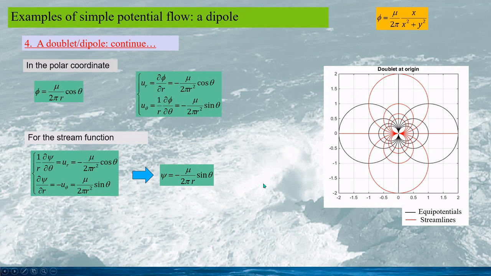If we draw the stream lines, which are from the stream function, the red lines, and the equipotential lines, the black lines here, we can see the stream lines and the equipotential lines are perpendicular everywhere. This is actually given by the equation that the dot product of the gradients of the stream function and of the potential function is zero.